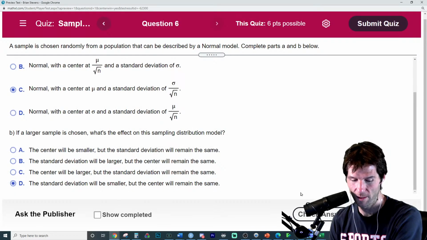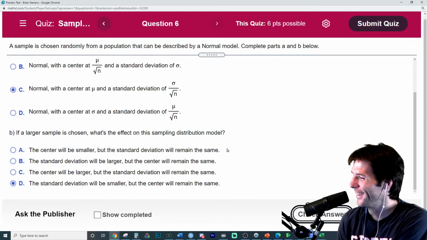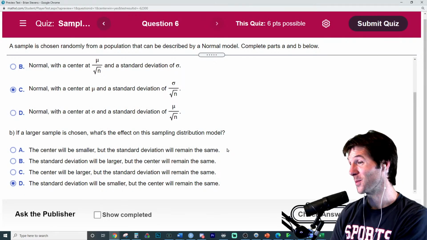Wait, what? Oh, submit the check answer. The standard deviation will get smaller. I was trying to submit the quiz right there.